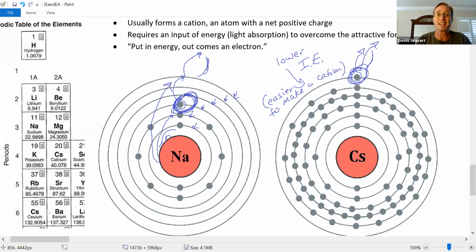Sodium, you're going to need to give enough energy to get it up to the 6th shell and then beyond. It's going to require more energy. It's going to take more ionization energy. It's more work. Just use cesium if you're given a choice.